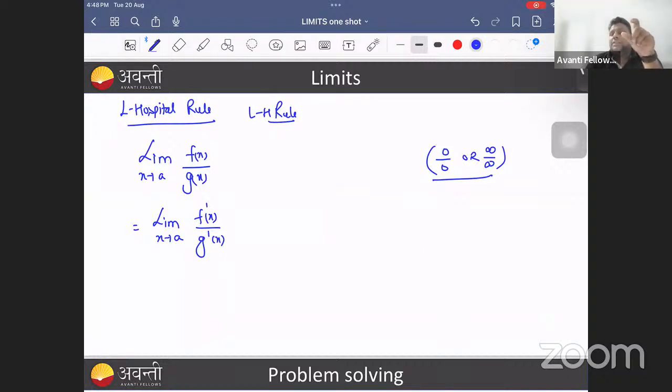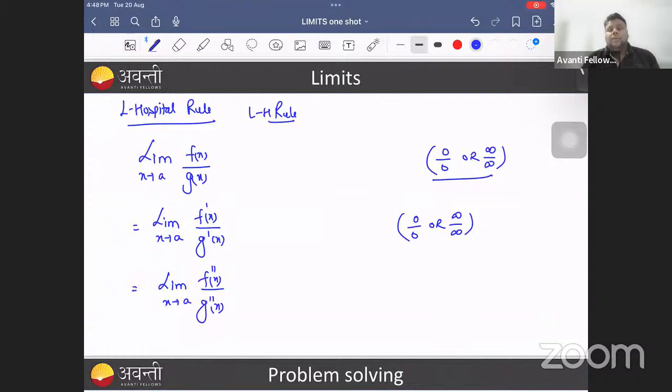Now, if that 0 by 0 or infinity upon infinity form is finished, then you get your answer. If we are still getting 0 by 0 or infinity upon infinity, you differentiate it again: f double dash x upon g double dash x. So there will be a time when this 0 by 0 or infinity upon infinity form will vanish, and at that time you will get your answer.